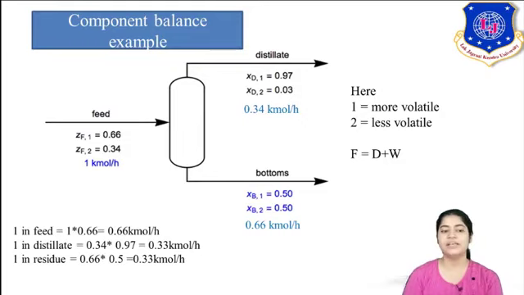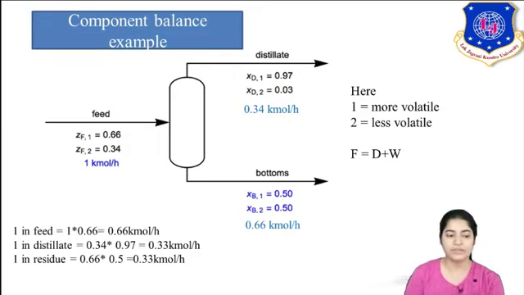Now you can see my mixture. The mole fraction of 1 in feed is 0.66. In distillate, the mole fraction is 0.97. Whereas in the bottom, the mole fraction of 1 is 0.5. So in distillate, 0.97 means you have greatly increased the composition. But that is the mole fraction. When I am talking about amount, let's see the calculation.